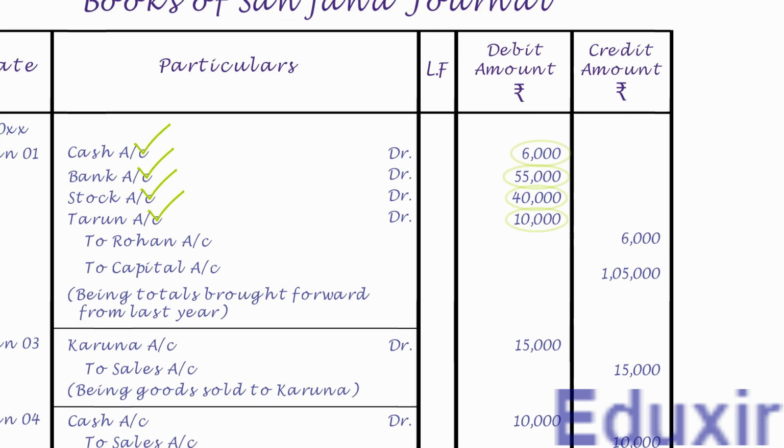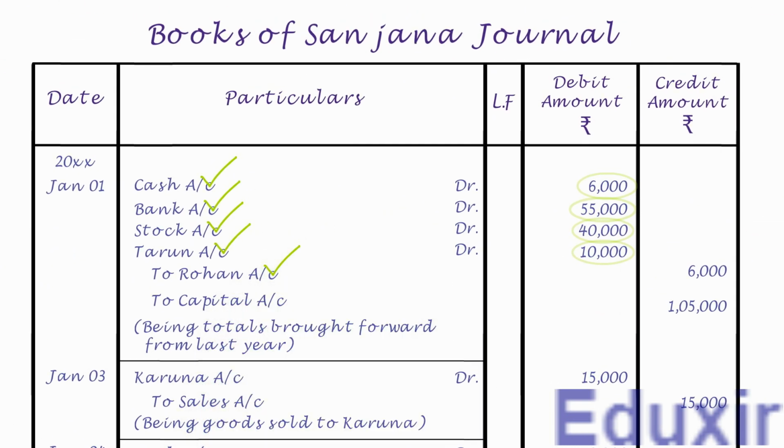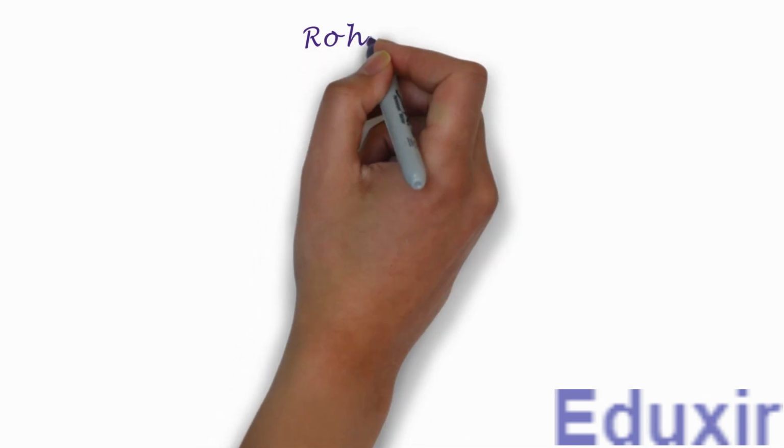As the name suggests, it needs to be posted on the credit side of Rohan account and the credit amount is 6,000 rupees. Note that the details that need to be posted into the particulars column is balance brought down. For posting this entry, we need to create a ledger account for Rohan as it is not yet created. Let us first write the title as Rohan account.